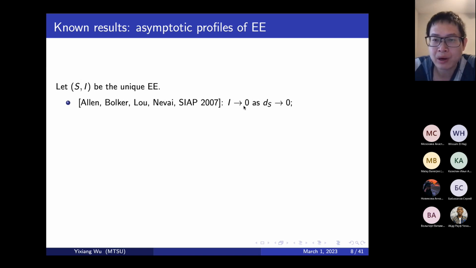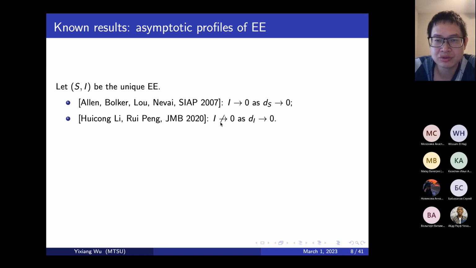What does that mean? Well, remember D_S corresponds to the movement rate of susceptible people. So if you limit the movement rate of susceptible people, you are able to eliminate the disease. That's the biological meaning of this result. Later on, some people showed that if you limit the movement of infected people, your I doesn't converge to 0, which means you cannot eliminate the disease. If you combine these two results, you may say that maybe limiting the movement of susceptible people is a better control strategy.